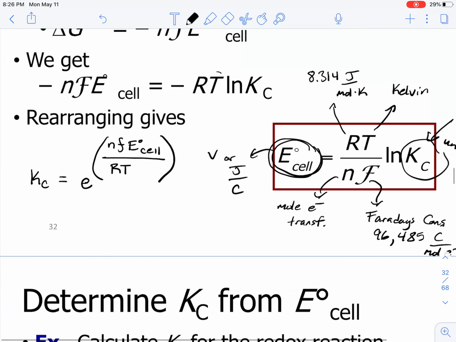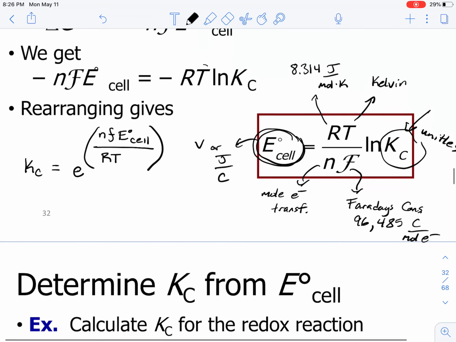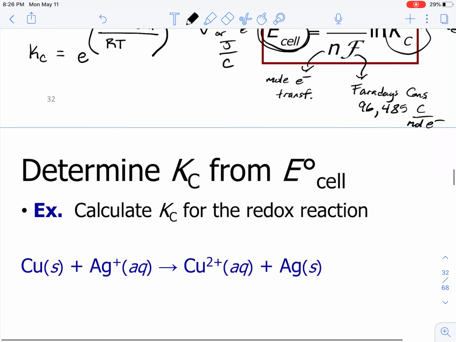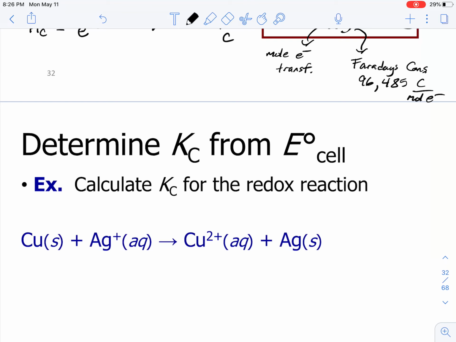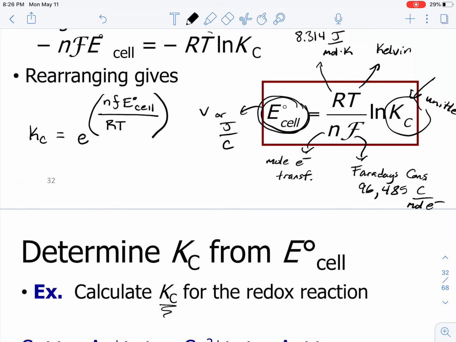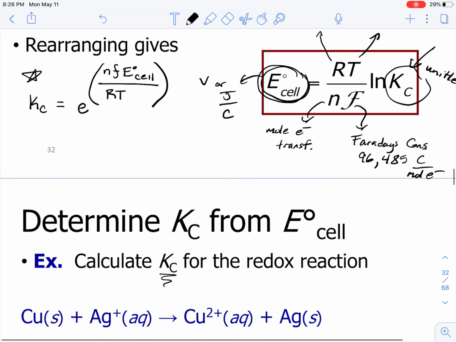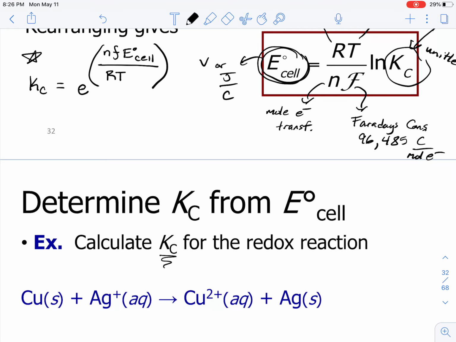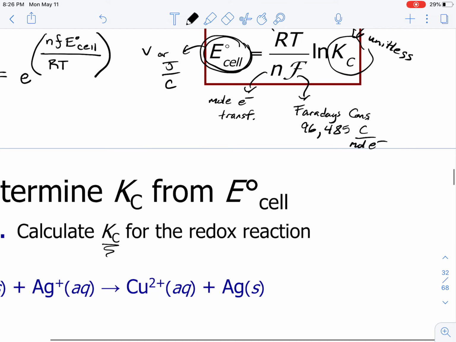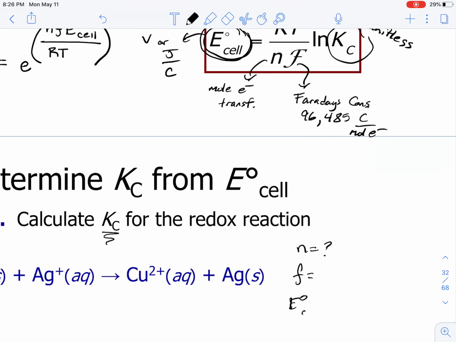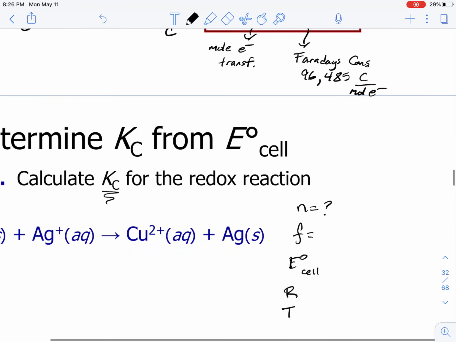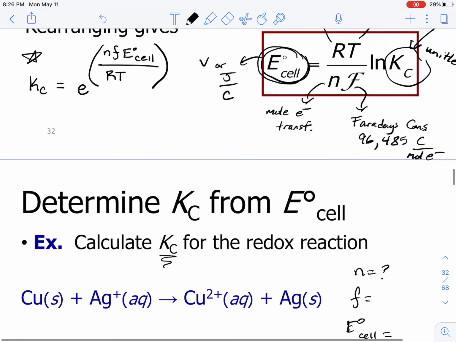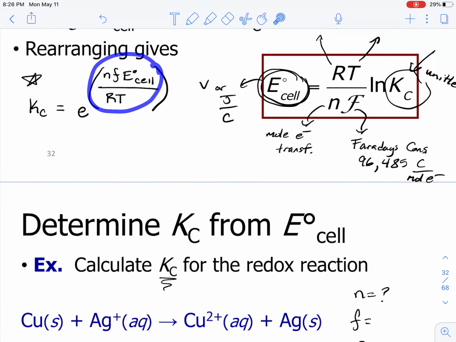So we're going to learn how to apply either of these equations to a specific chemical reaction. First we're going to calculate Kc. Since we're calculating Kc, we're probably going to be using this equation. We're going to calculate Kc for the redox reaction that's given below. For me to calculate Kc, I need the value for N, F, E cell, R, and T.